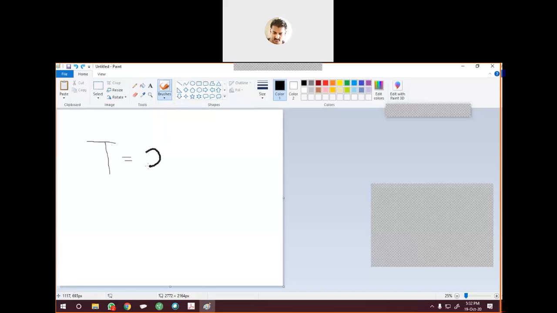Okay, so the answer is 2 pi square root L over g. This is the formula for the period of oscillation of a pendulum. T is the time taken for a pendulum to swing back and forth, L is the length of the pendulum, and g is gravitational acceleration.